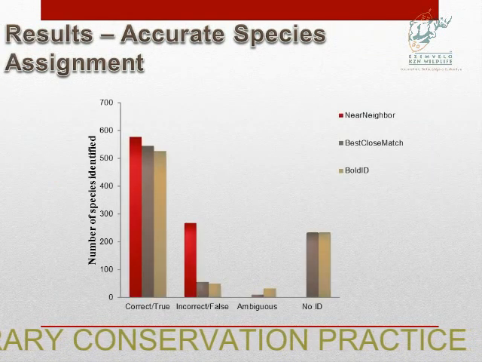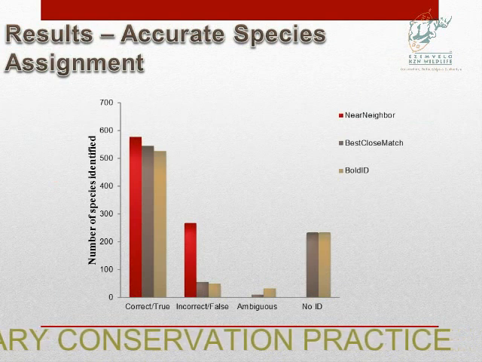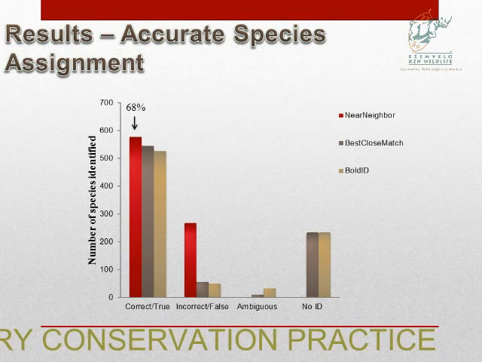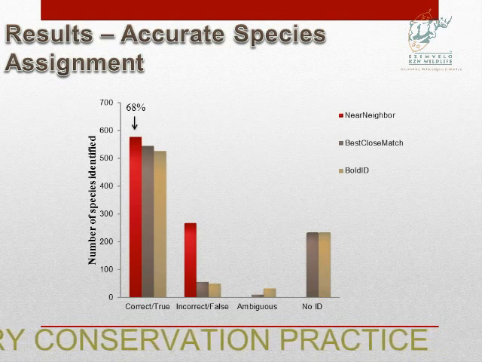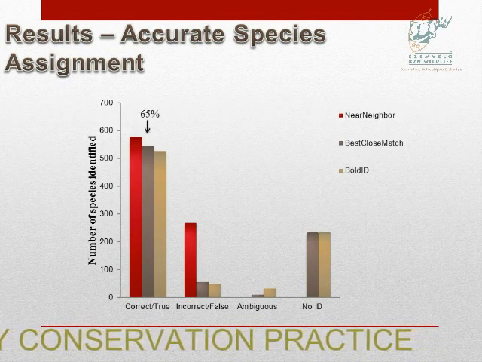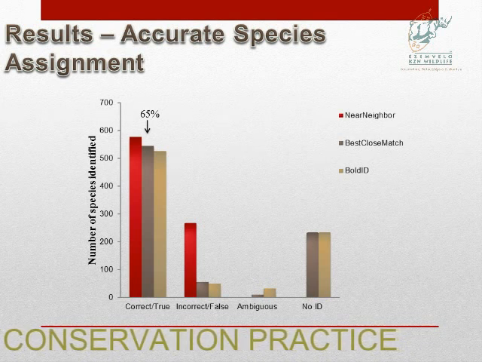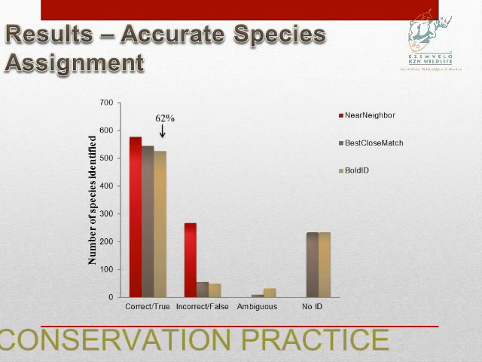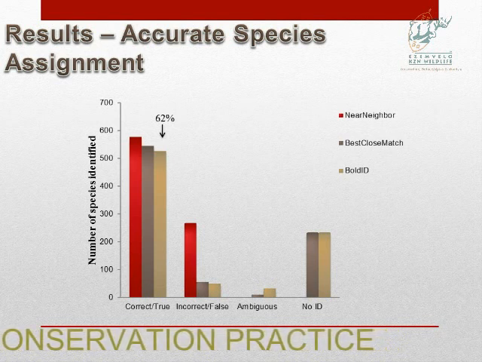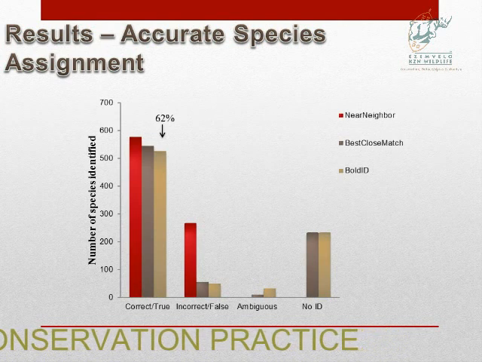For the results, we had different species assignments, with different percentages. For the near neighbor, we had an identification success of 68%, for the best close match, an identification success of 65%, and for the BOLD identification criteria, an identification success of 62%. This means the sequences that were correctly assigned to their species names.